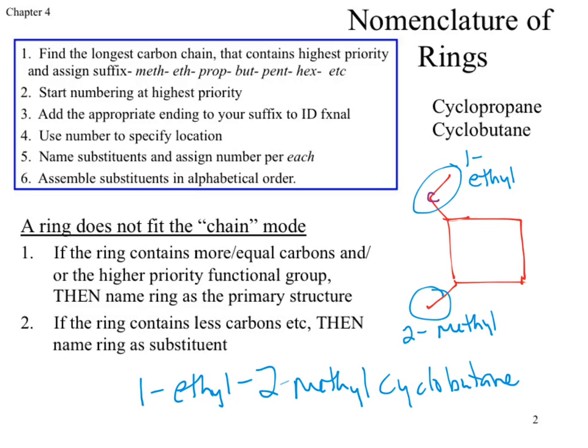Carbon versus carbon. Is there a difference in atomic weight? No. So what do we do? Move to the next atom, just like we did with acids and bases. If we don't find a difference, move to the next atom. In our ethyl, we go out to a carbon. In our methyl, we go out to hydrogen. Which one has the higher atomic weight? Carbon. Which one has the higher priority? Ethyl.